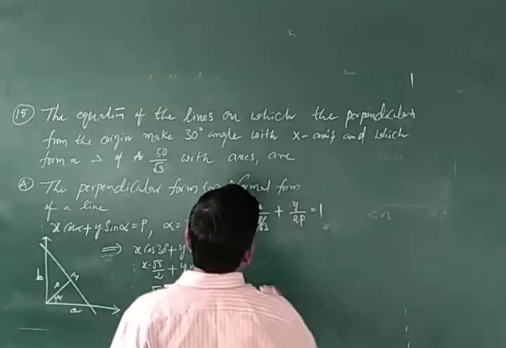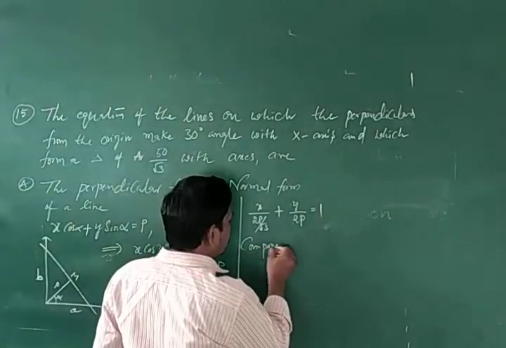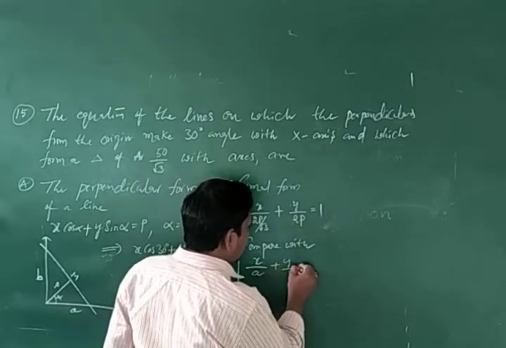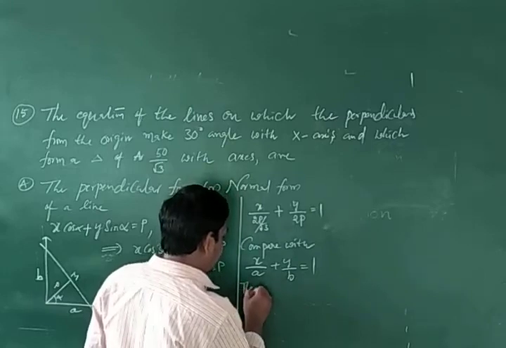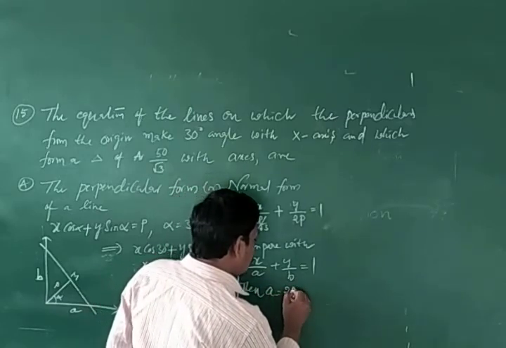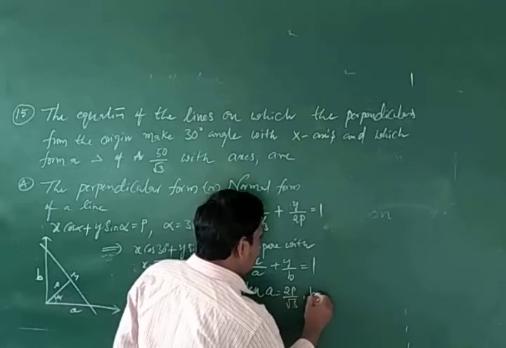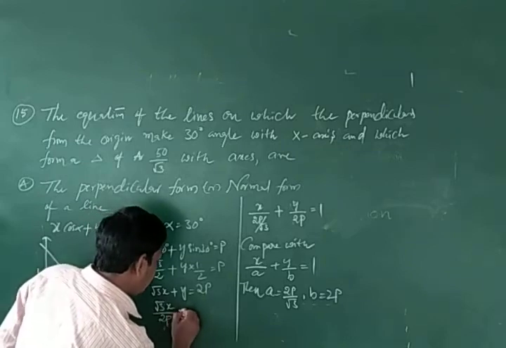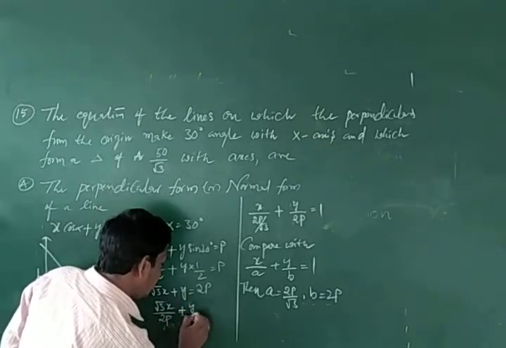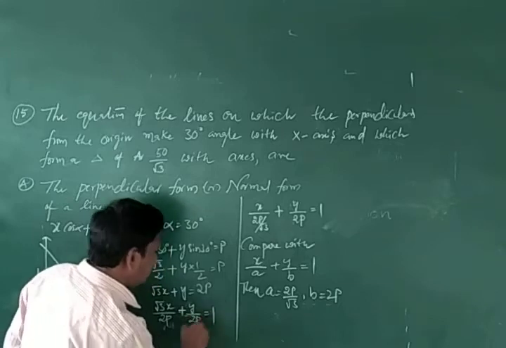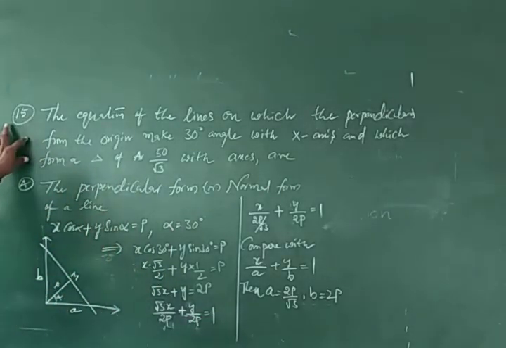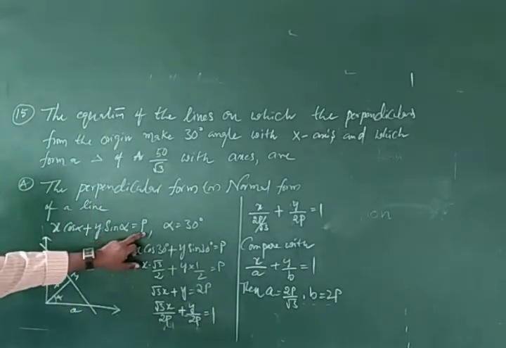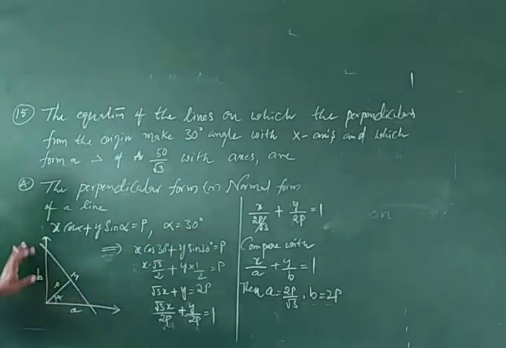Okay, compare with x by a plus y by b equal to 1. Then a equal to 2p by root 3, b equal to 2p. Okay, this is the question. The perpendicular form or normal form of a line x cos alpha plus y sin alpha equal to p, alpha equal to 30 degrees. This is the diagram.